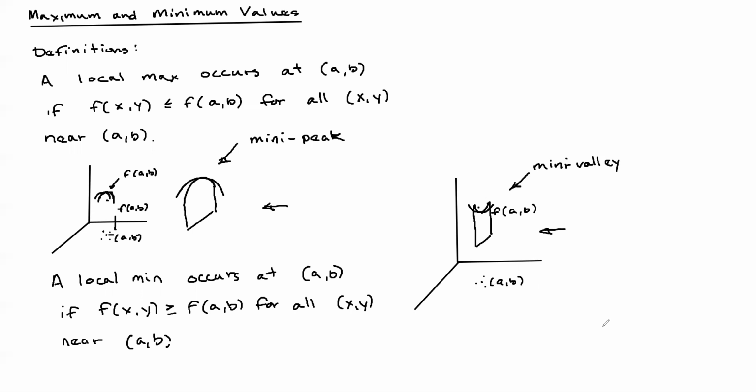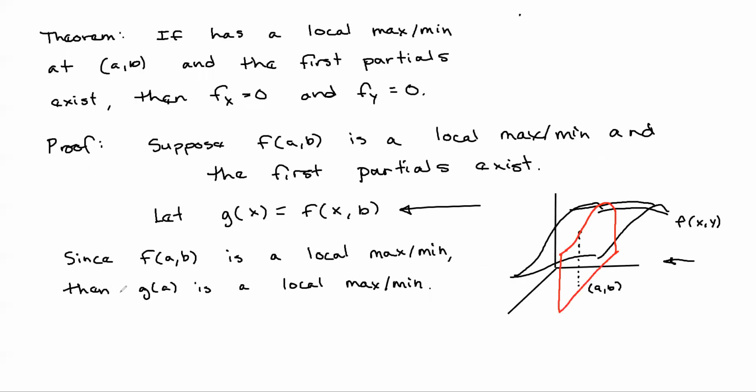All right. So if f of a, b is a local max or min, then g of a is still going to be a local max. It's just 3 dimensions, 2 dimensions. Okay. And then next we can say, since g of a is a local max or min, we know that g prime of a equals 0.